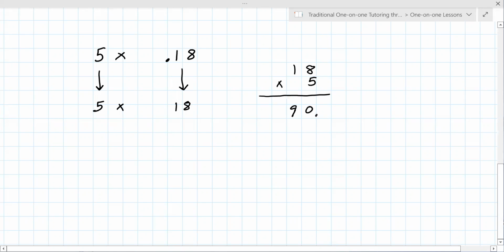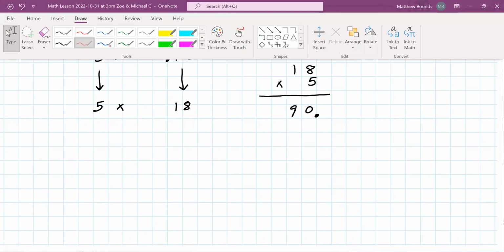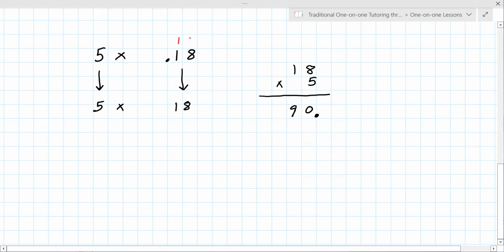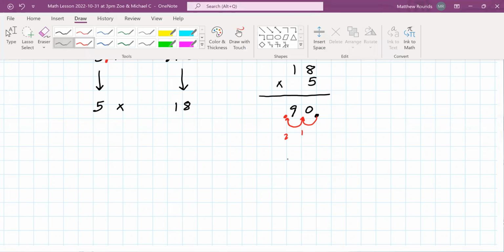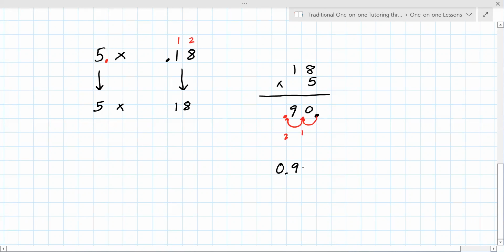Now the decimal's to the right of the 0. Now you count the decimals in your numbers, so that's only the 1 and the 8, the only 2 decimals. See how on 5 the decimal's to the right of it? So you're counting the number of places to the right of the decimal. So this time you just move it left 2 times. Oh, okay. So that becomes 0.90. Now it's also acceptable to write 0.9.